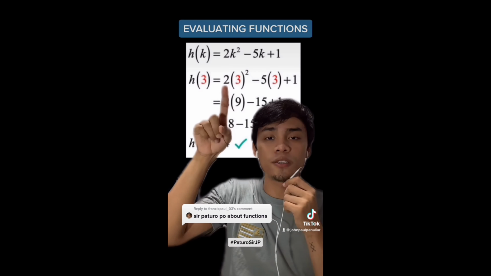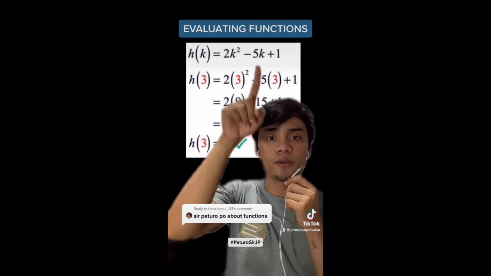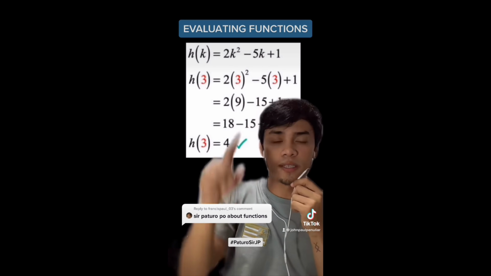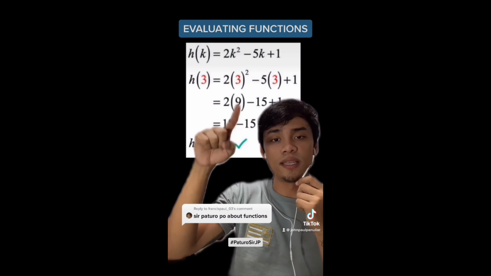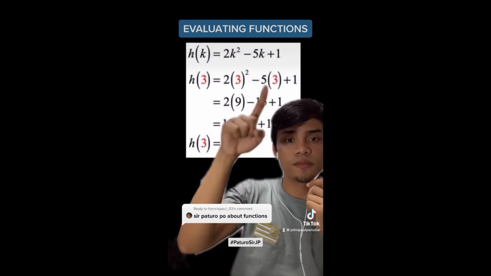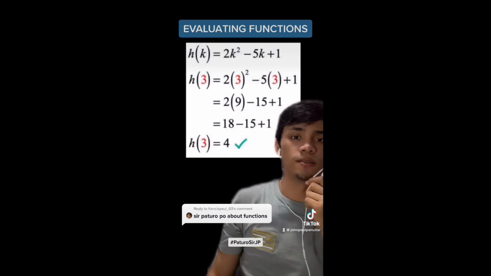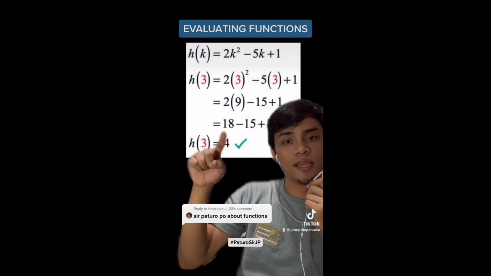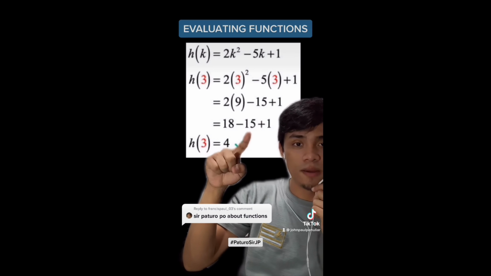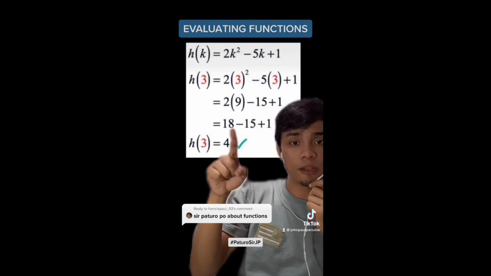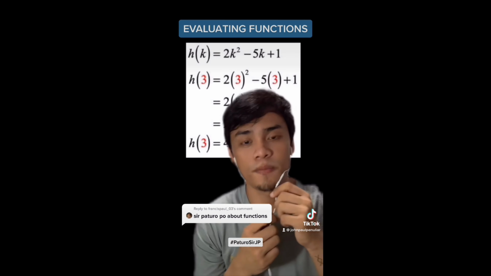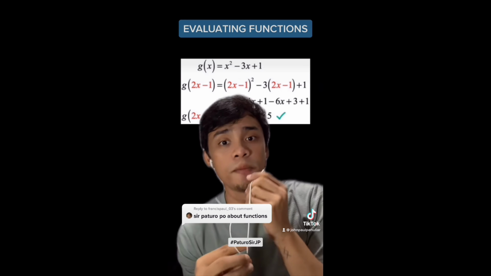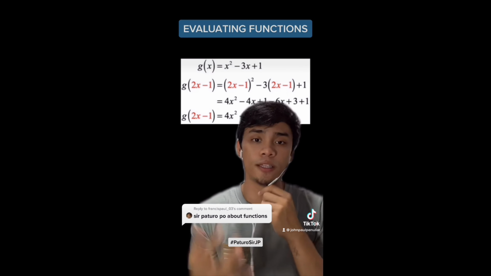So, 2k squared, that's 2 times 3 squared. Minus 5k, so minus 5 times 3, plus 1. Then, simplify. 2 times, naging 9 kasi 3 squared 'to. Minus 5 times 3, 15, plus 1. 2 times 9 is 18. Minus 15 plus 1. So, 18 minus 15 is 3, plus 1. H of 3 is equal to 4. That's your final answer. So, very simple lang, di ba? Sinasubstitute mo lang and then you solve for it.